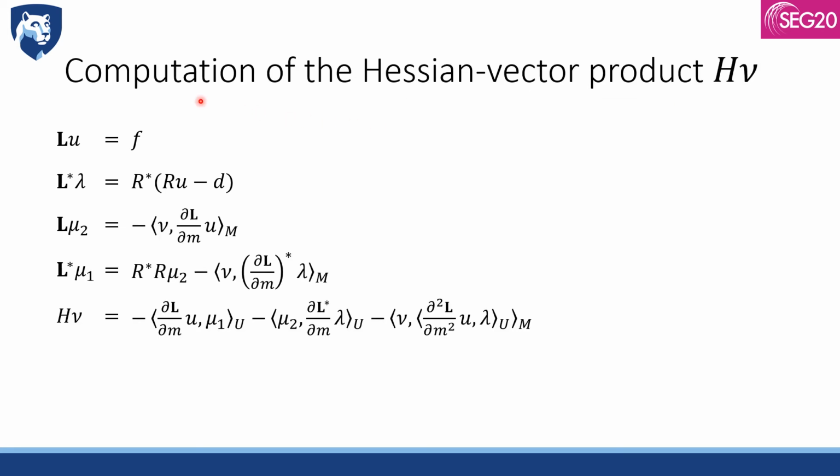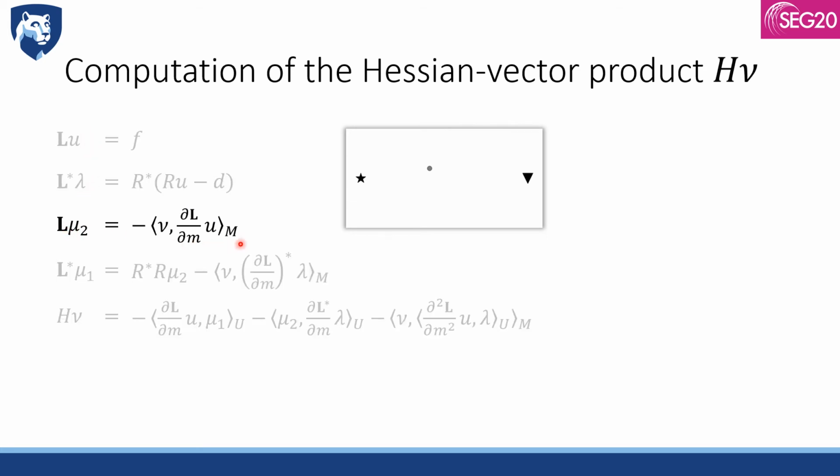Then let's move on to the second-order adjoint state method to compute the Hessian vector product H nu for an arbitrary model space vector nu. To illustrate, we consider the case where nu has only one non-zero value that represents a velocity perturbation right here. Similarly, the computation of H nu can be formulated by 5 equations. The first 2 are the same, simulations to get the forward wave field u and the adjoint wave field lambda.